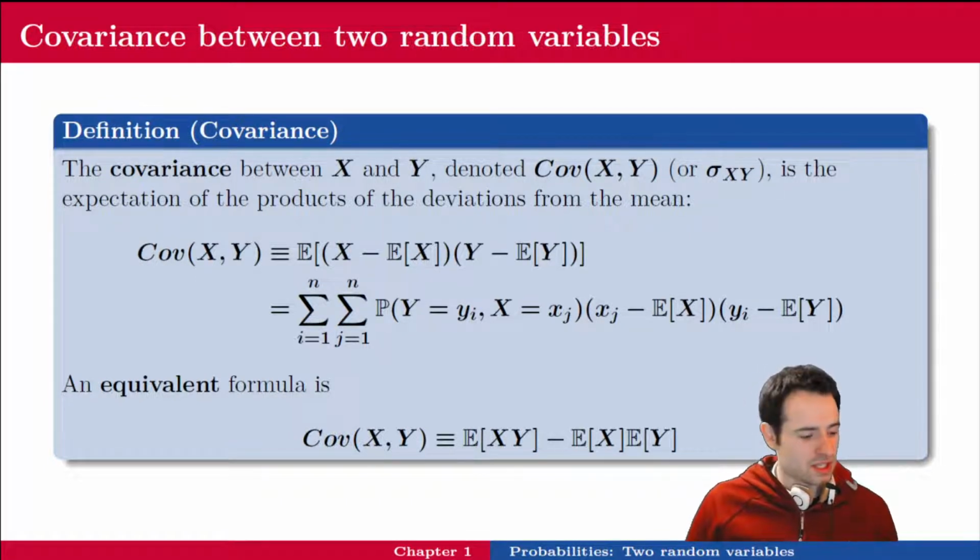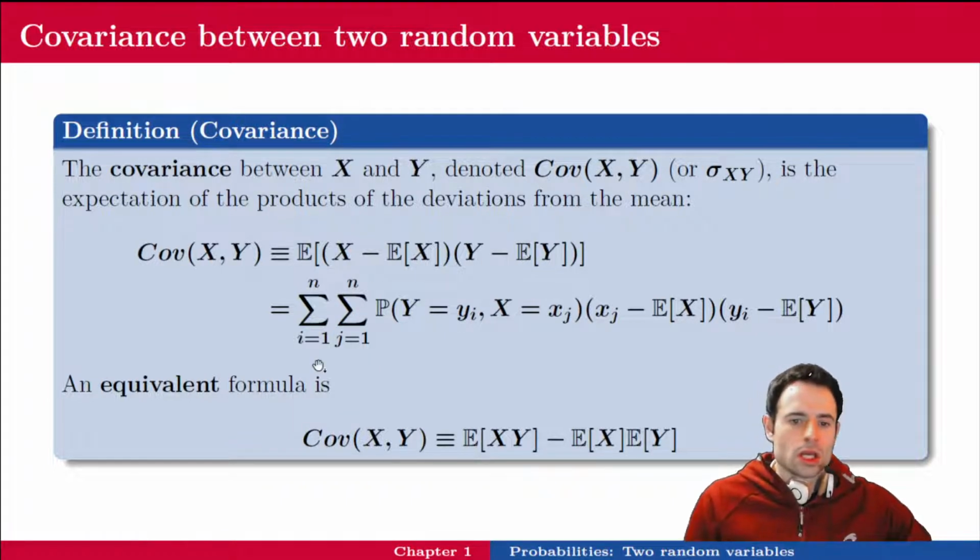So, first it says expectation. So, the first thing you see on the slide, and the formula, will be expectation. And then of the products, this is why we have bracket times bracket, of the deviations from the mean. So, we have x minus its expectation, and then we have y minus its expectation.